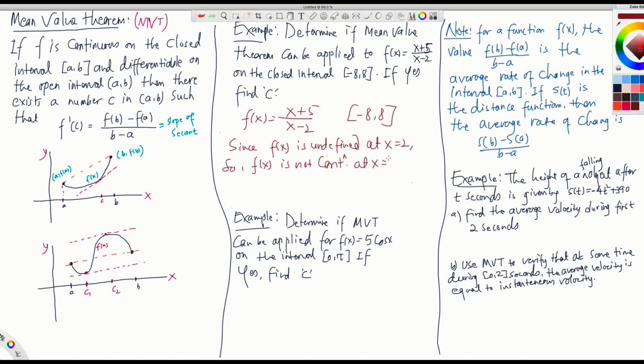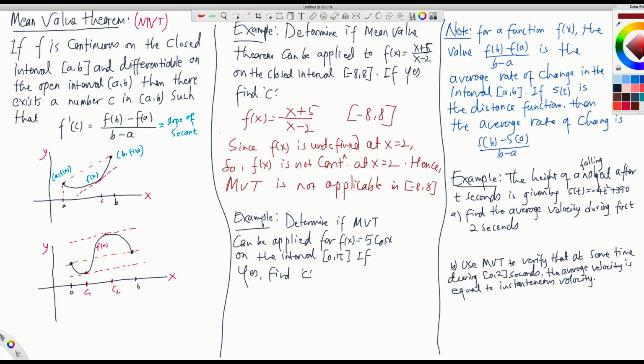at x equals 2, but the mean value theorem says that it must be continuous at all points between a and b. So hence the mean value theorem, which we denote by MVT, is not applicable in the interval -8 to 8. If it was 4 to 8, it would be applicable though. But in -8 to 8, it is not applicable. So the answer is no.